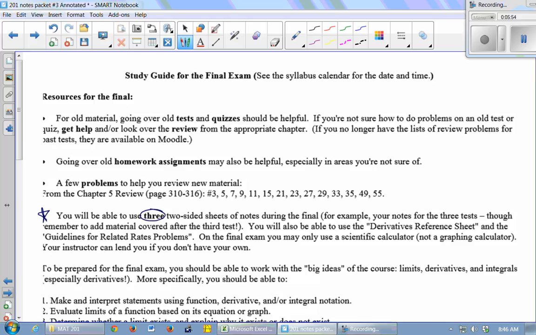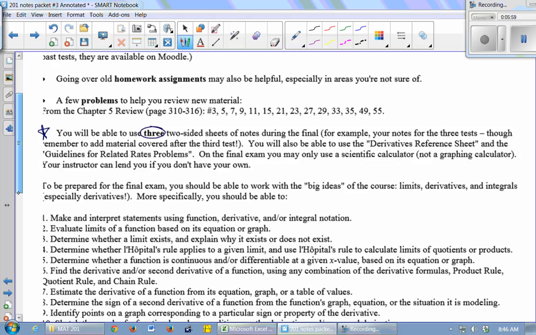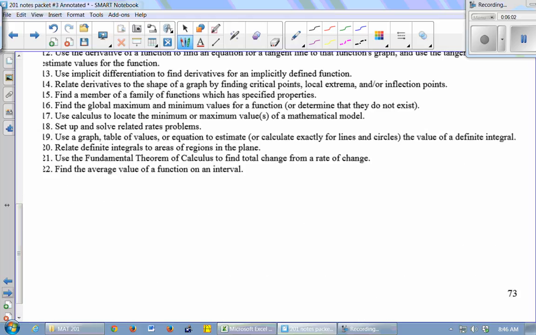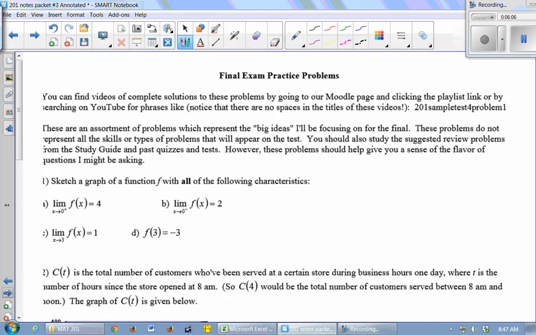And again, you should be able to work with the big ideas of limits, derivatives, and integrals. And there's a list of things that you should be able to do, so you can use this as a checklist as you're studying. And then you got a bunch of practice problems.